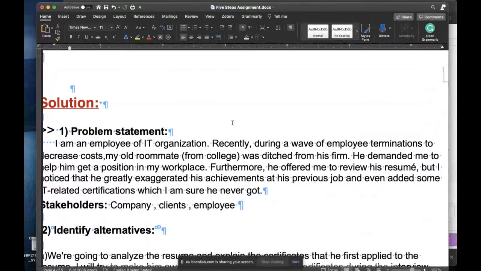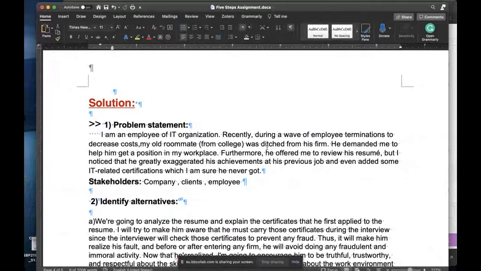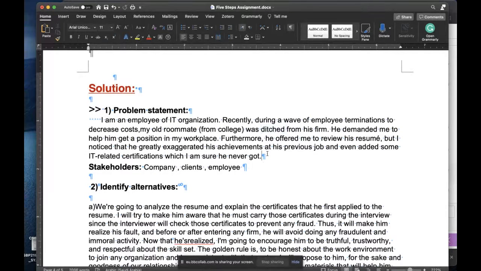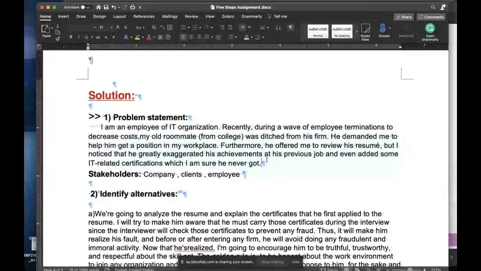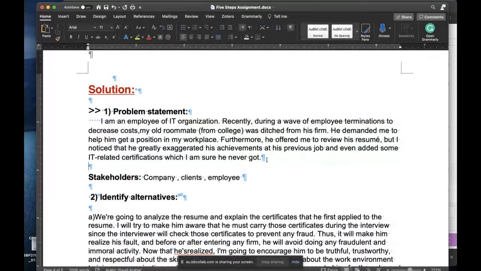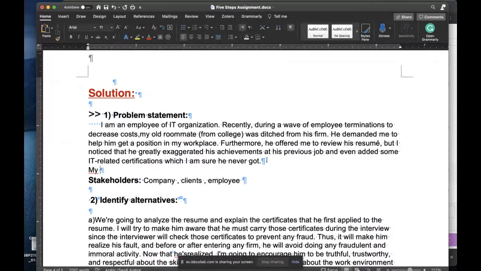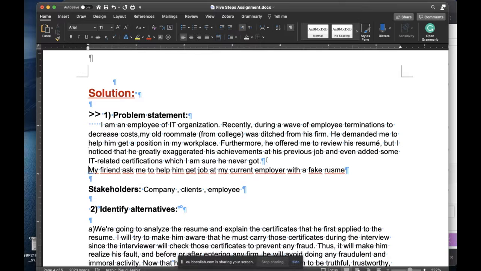Okay. First, the problem statement is very good, but you could even go shorter. Okay, and you make it shorter? My friend asks me to help him get a job at my current company with a fake resume. Is it shorter? Yeah. Sounds good?